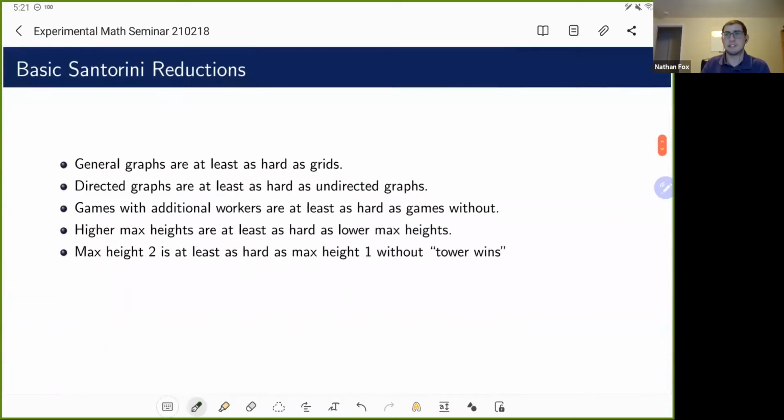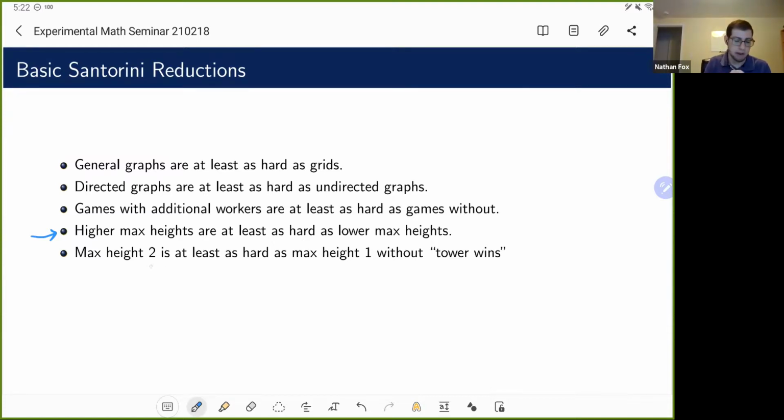Here's one that's a little bit less obvious. That playing with max height 2 is actually at least as hard as with max height 1 if there's no tower wins. So let's talk about why this happens. So obviously this means that max heights 1 and 2 are actually equivalent, because this last thing we talked about means that max height 1 is at least as hard as max height 2.